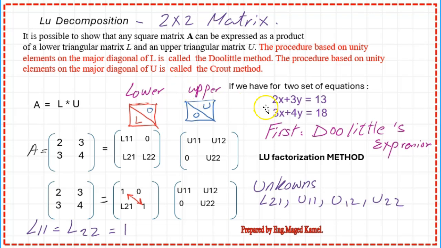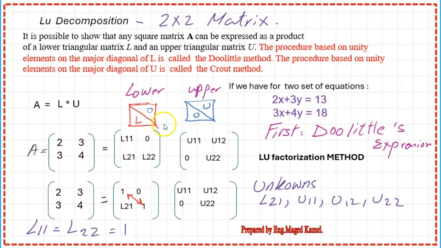We have two simultaneous equations, 2x plus 3y equals 13 and 3x plus 4y equals 18. We consider these two equations as Ax equals b, where A is a matrix composed of 2, 3, 3, 4. This is the A. X is a vector of unknowns, and b is 13, 18. We are not going to solve for the x and y values, but we are only concerned for the time being with how to determine the components of L and U.